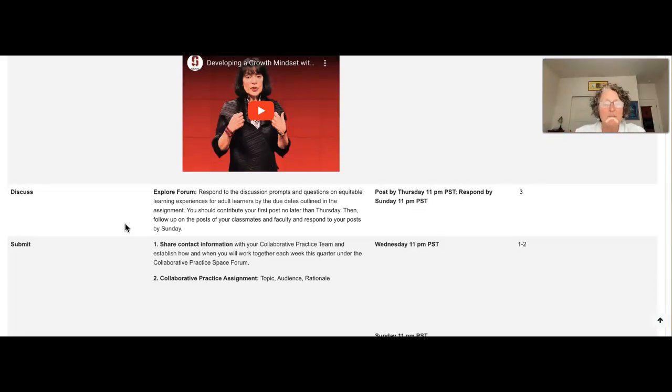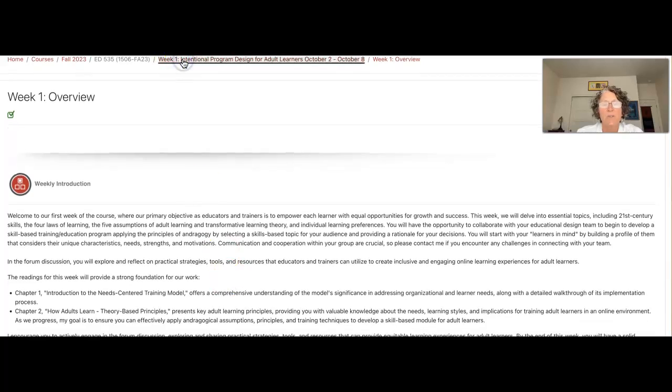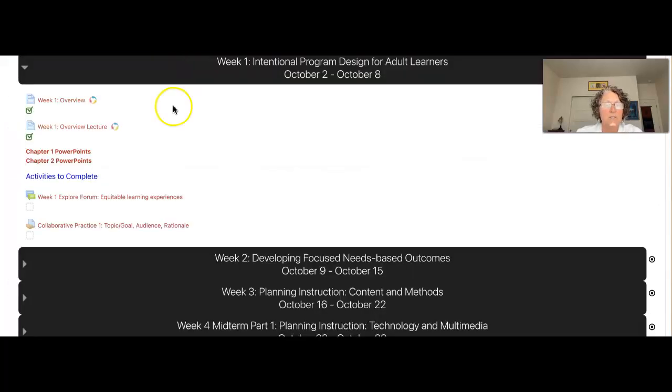In terms of the outputs, again, there's the discussion forum. Your first post is due on Thursday. You'll respond to at least 2 of your colleagues on Sunday. You'll submit 2 parts for your group work. The shared contact information that I mentioned earlier is going to be actually outside of this week, but in the group section, and then your actual collaborative practice topic. So let's go and see what that looks like. All major assignments are due at 11 p.m. Pacific Standard Time, and that'll be on Sunday.